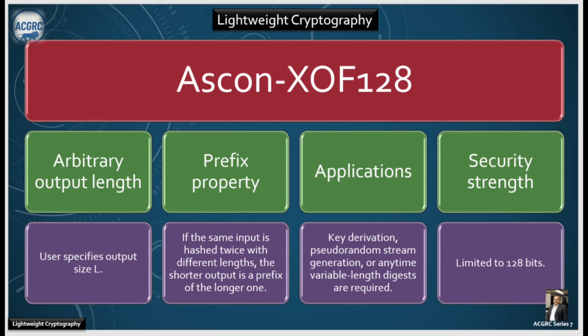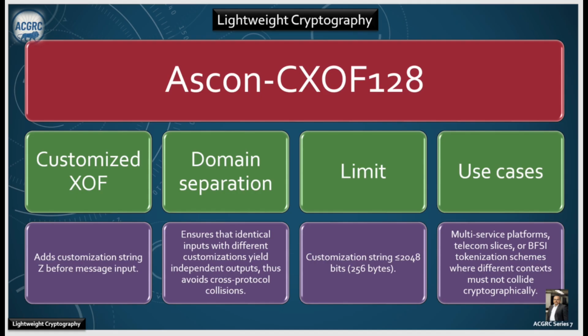When it comes to XOF 128, it is used for key derivation, pseudo random stream generation, or anytime variable length digests are required, but it's limited to 128 bits. The Ascon CXOF 128 is used for multi-service platforms like Telecom slice or BFSI tokenization schemes where different contexts must not collide cryptographically.